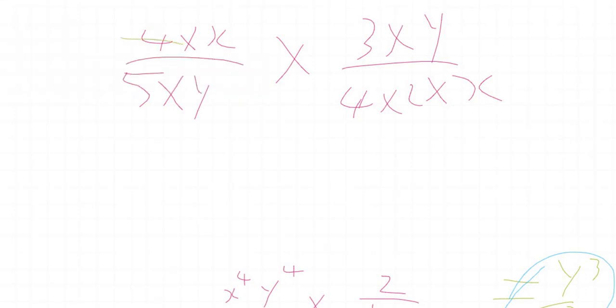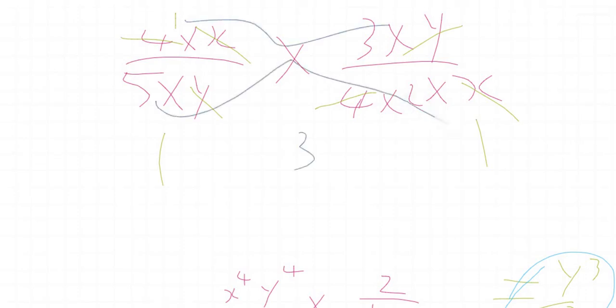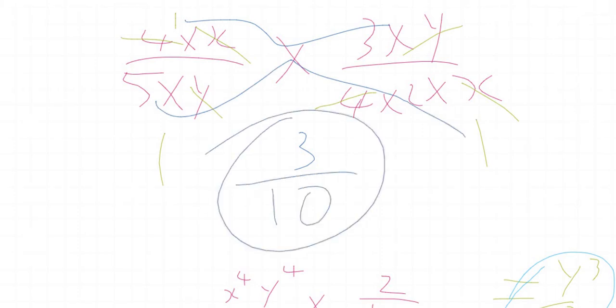We could say 4 cancels 4, x cancels x, y cancels y. And now we should have a 1 there, a 1 there, and another 1 there. So what we have now is 1 times 3 gives us 3. 5 times 2 times 1, that will give us 10. So we got about the same answer. So let's look at another one.